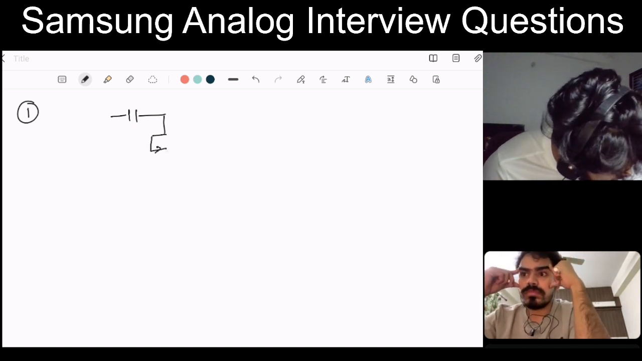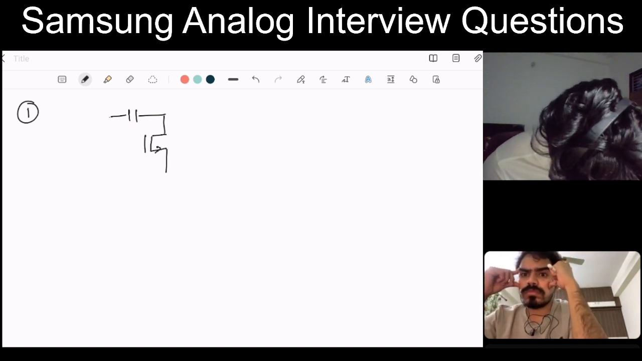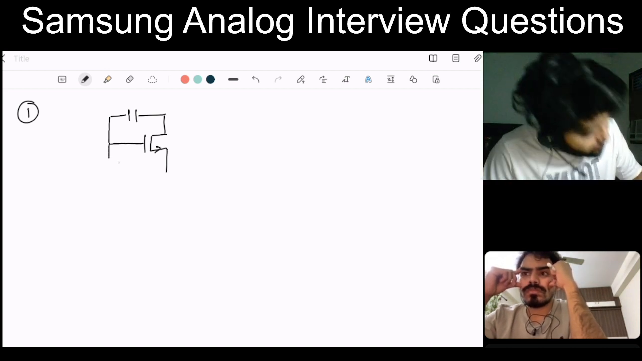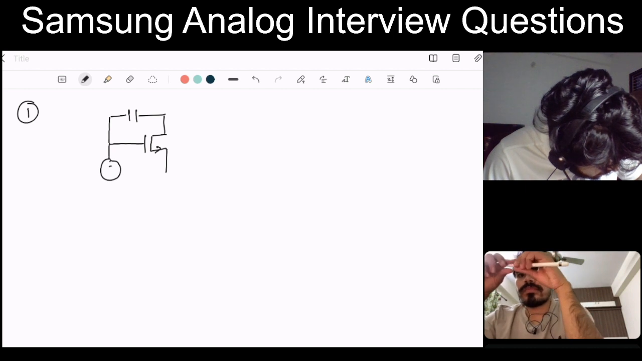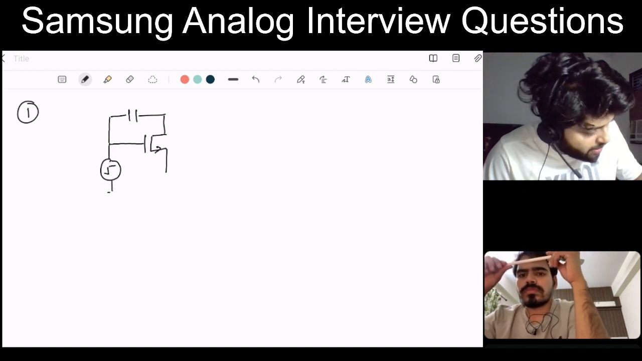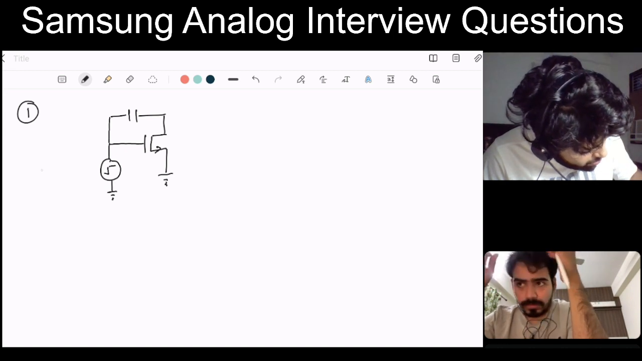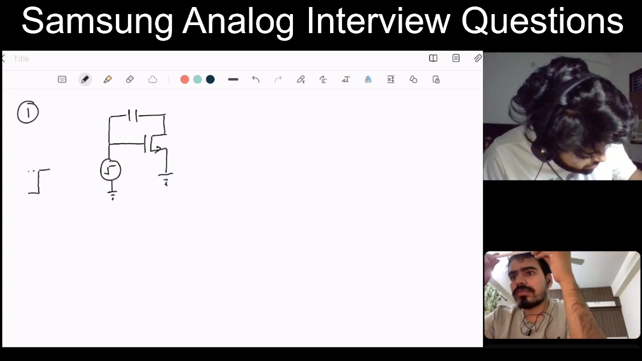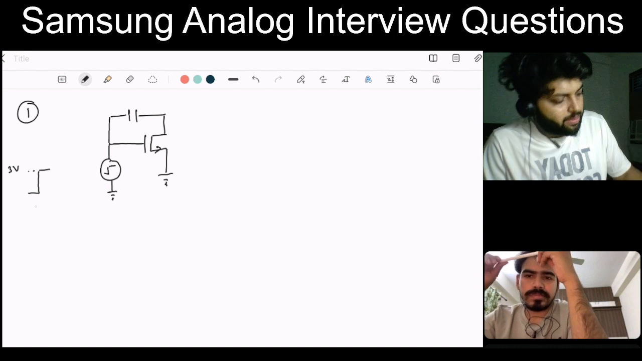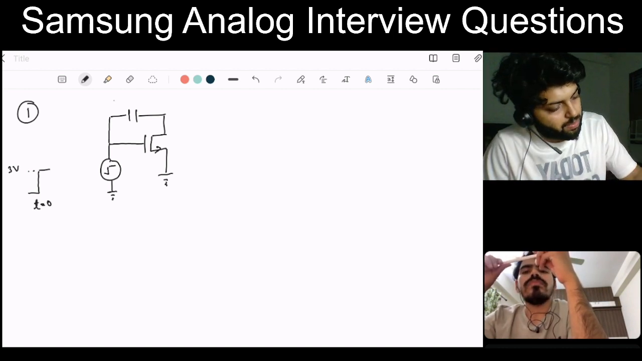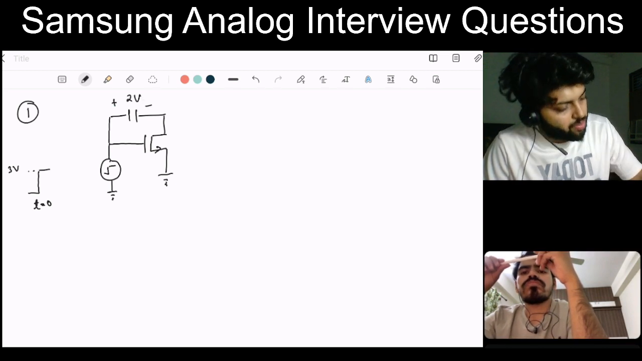This is the capacitor, and this is the NMOS. The capacitor is connected to the gate, and we are giving a step response at the gate. The step voltage is 3 volt, and the initial voltage given was minus 2 volt.